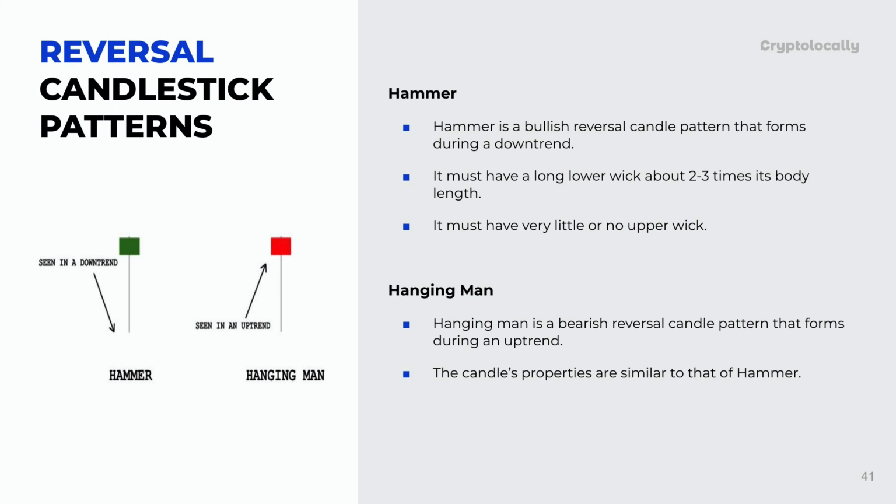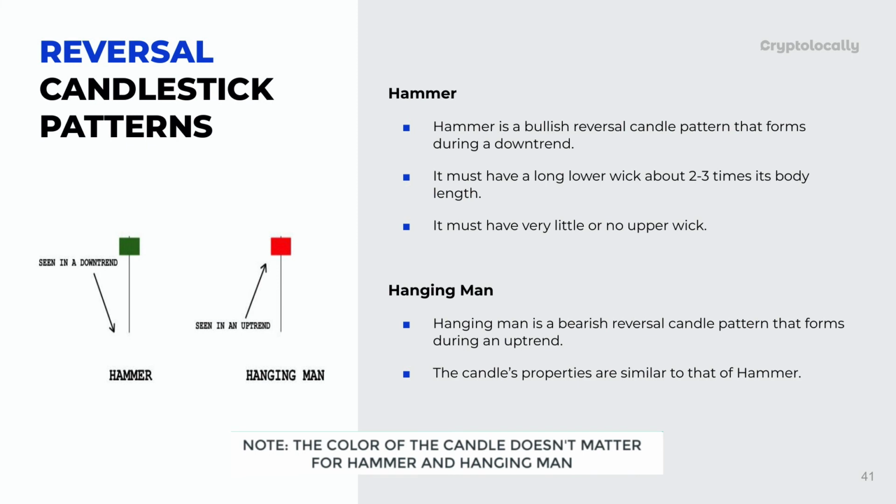Hammer and Hangman, they both look alike, but it depends on where you see them. Hammer is a bullish reversal candle pattern that forms during a downtrend. So this is what Hammer looks like. So when you see anything like this in a downtrend, if there has been a downtrend in the market and you see a Hammer at support, you'll be getting ready to take a long position. Do you understand? So when you see it in a downtrend, it means buyers are so much in the market and most likely the price is going to go up. It must have very little or no upper wick. As you can see, there's no upper wick.